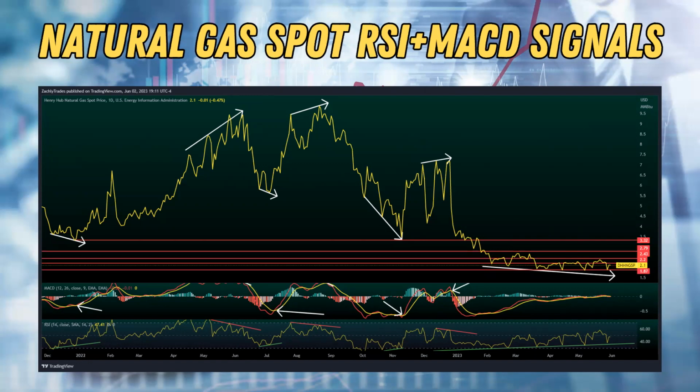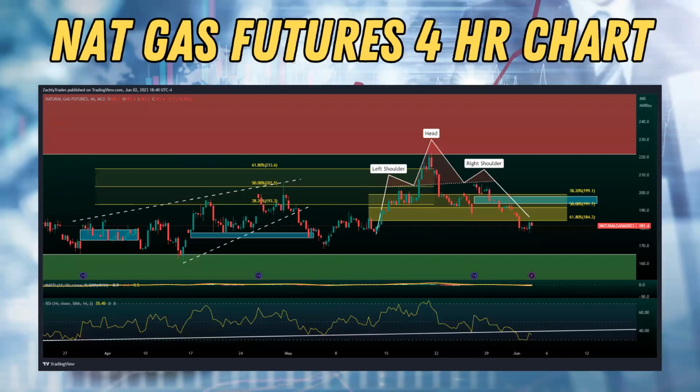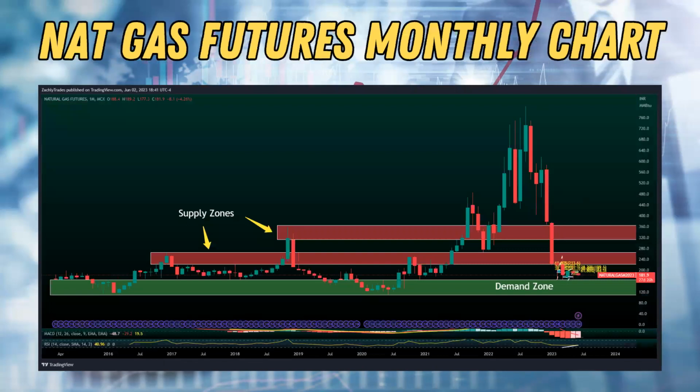If you're trying to trade natural gas, you got to pay attention to the spot price. You need to pay attention to the futures as well. So we'll break down the futures 4-hour chart. We'll break down the monthly chart so you can get a bigger idea of the macro perspective for natural gas.